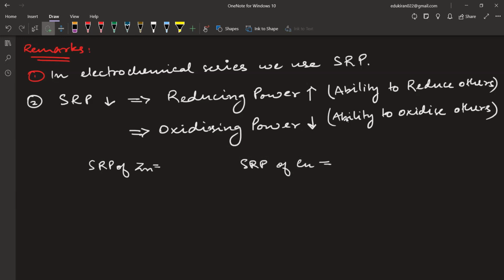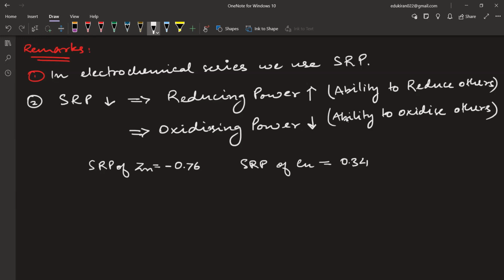Zinc 2 plus to zinc. SRP, standard reduction potential. What is the value of E naught of zinc reduction potential? Minus 0.763. Okay, we take 0.76. SRP of copper is how much? 0.34. Correct?